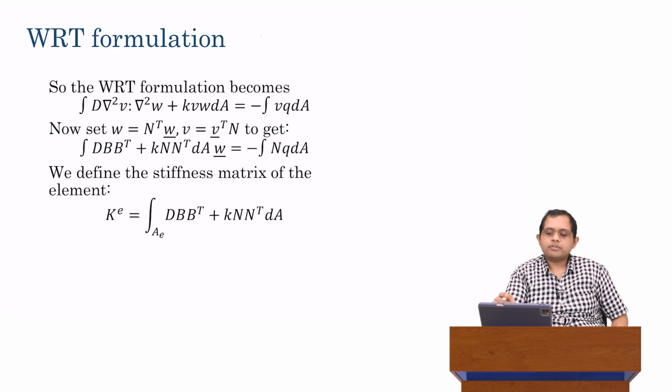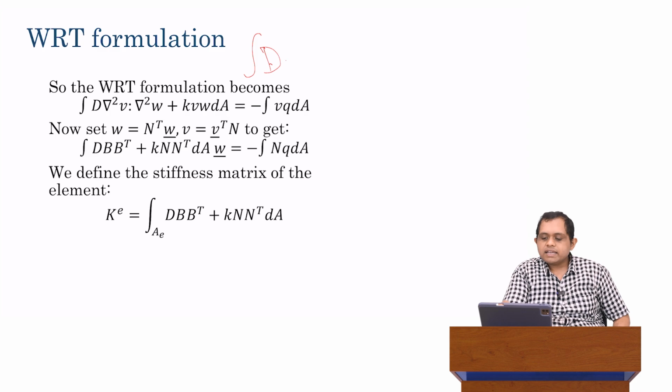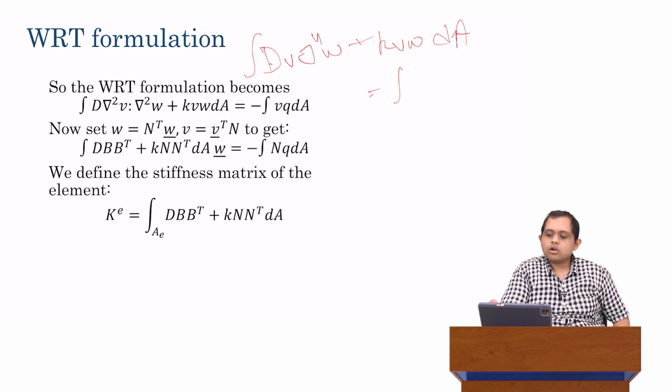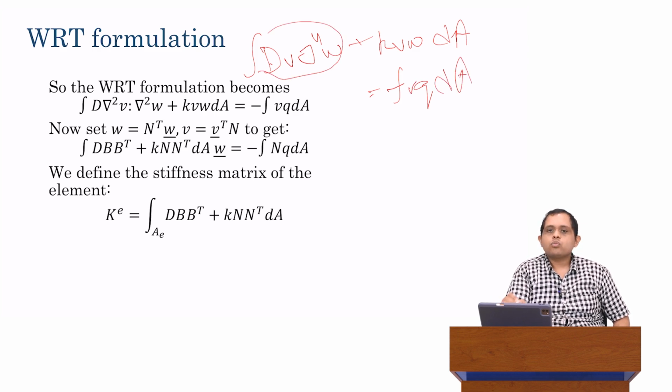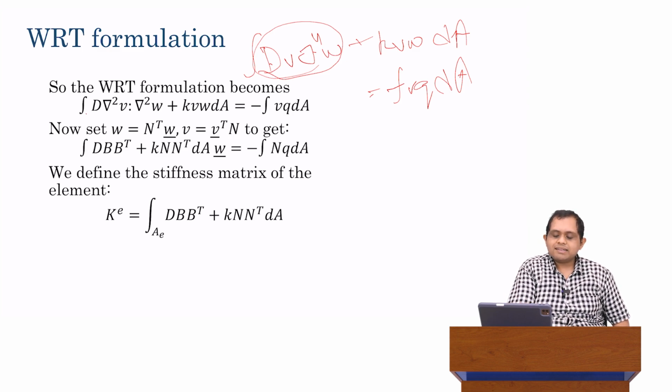So I'm not going to go into a lot of details, but our original equation was basically the integral of, d is just a scalar so I can move it around, dV del power 4 W plus kVW dA is equal to the integral of q, so I want a minus q, minus Vq dA. When I apply Green's theorem and move the fourth order terms around, I basically end up getting this. So I get a del square V and a del square W.